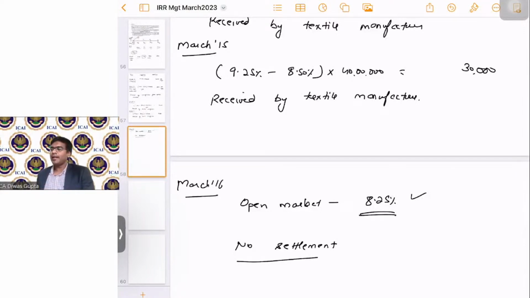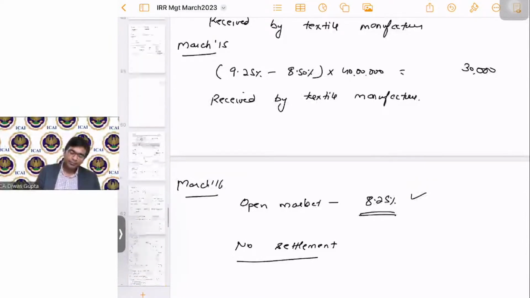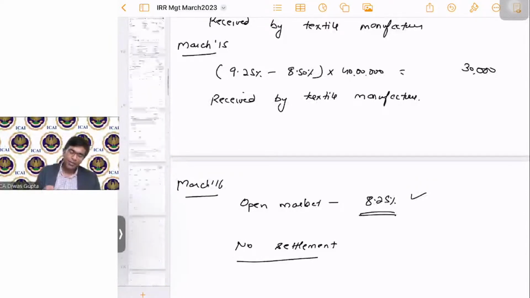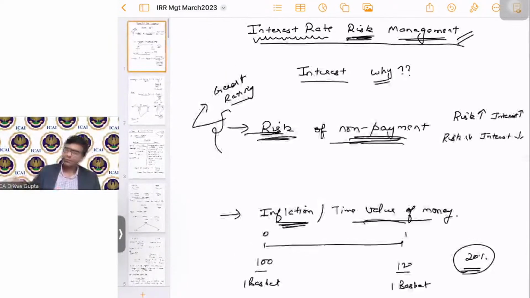Now let's take a quick revision of whatever we studied between today's and the previous session, just to cover the entire topic. So students, now we are actually revising whatever we have studied.